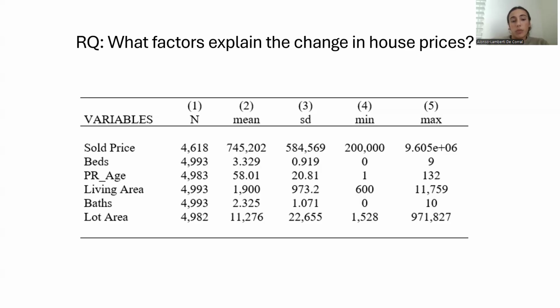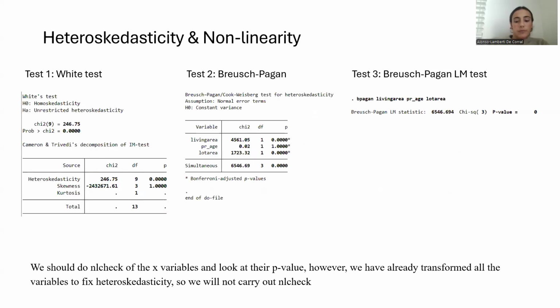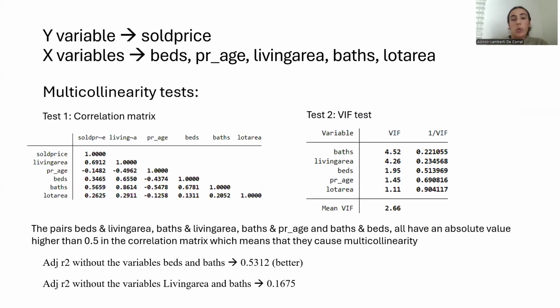We have the number of observations of each variable. We can see that there are some variables that are missing, for example, in sold price. Then we have their mean, their standard deviation, their minimum, and their maximum. So our y variable will be sold price, and our x variables will be the number of beds, the property age, the living area, the baths, and the lot area.